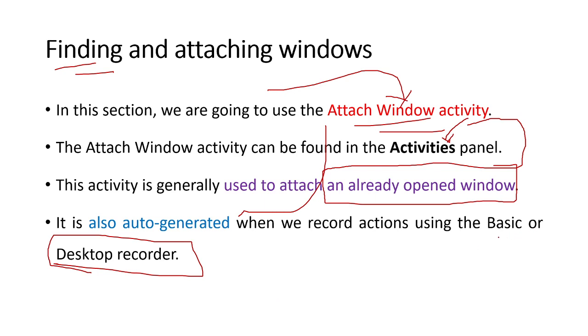A few versions will support even basic recording also, but generally understand, if you are recording the actions performed by a human being on the applications by using the automatic recording approach, then this attach window activity will be given by default. But if you are trying to record the actions performed by a human being on the applications manually, then in that case the attach window activity will not be given to indicate the window or the applications. Clear? Okay, I will clarify even this with a practical example.